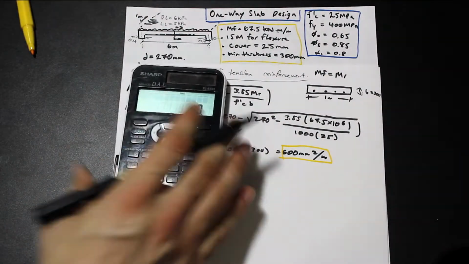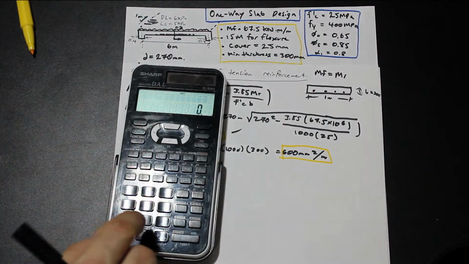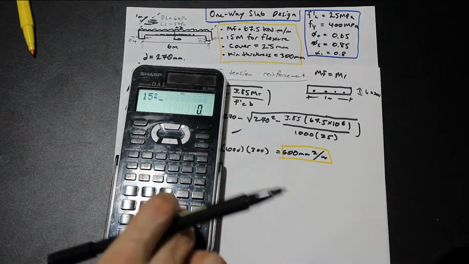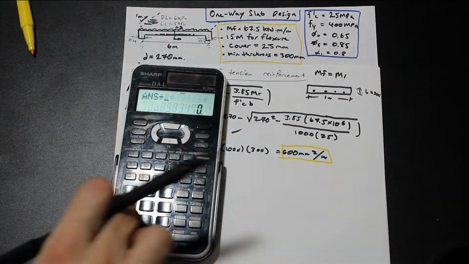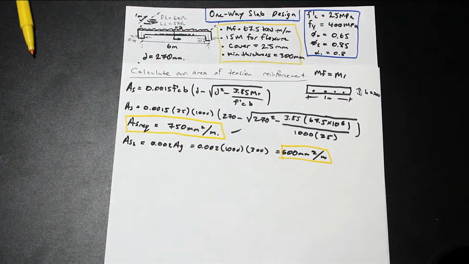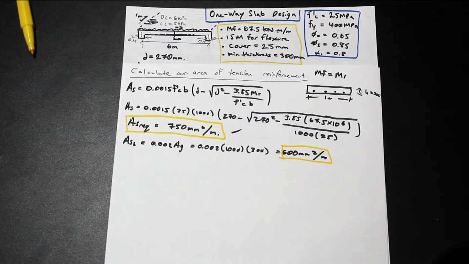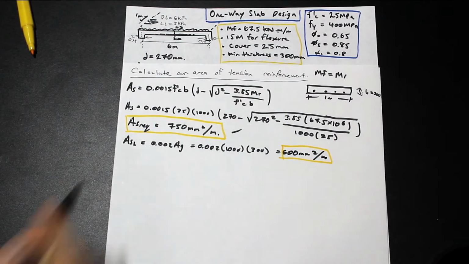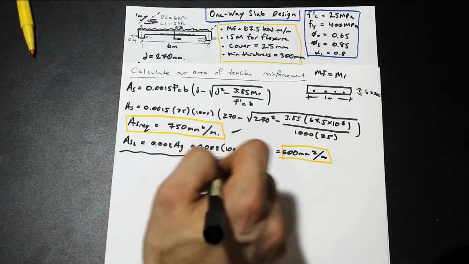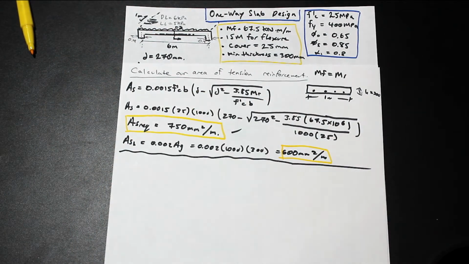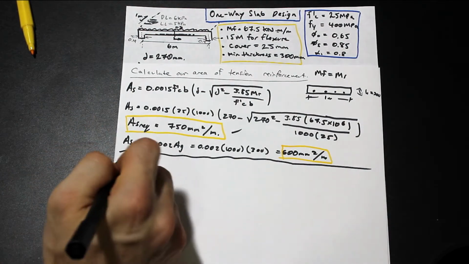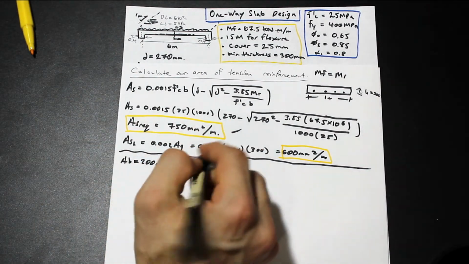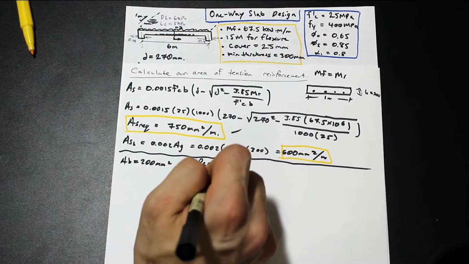If you ever want to check, in case you forget on the test or didn't write it down, just do pi d squared divided by 4. So 15 squared times pi divided by 4. As you can see, the code rounds off the numbers, but it'll give you a general idea of what the area of one bar is. So we're going to take 200. Let's separate this now. The area of a bar is equal to 200 millimeters, and we're going to find the required bar spacing.